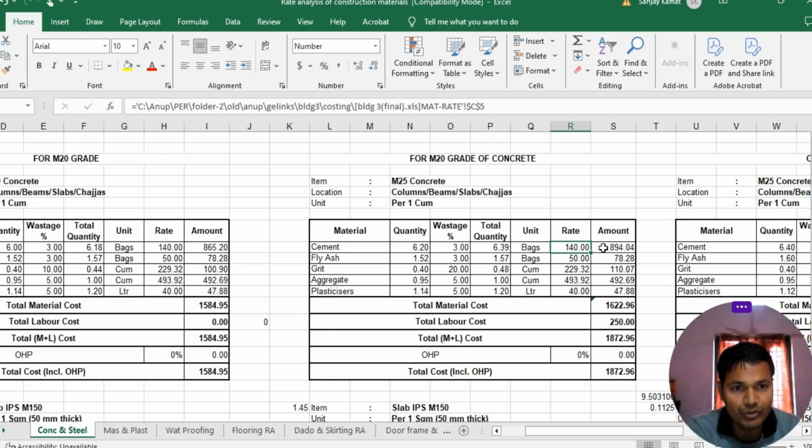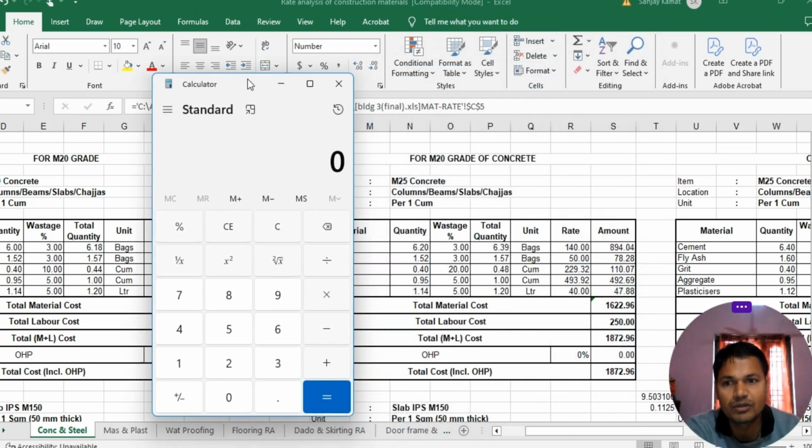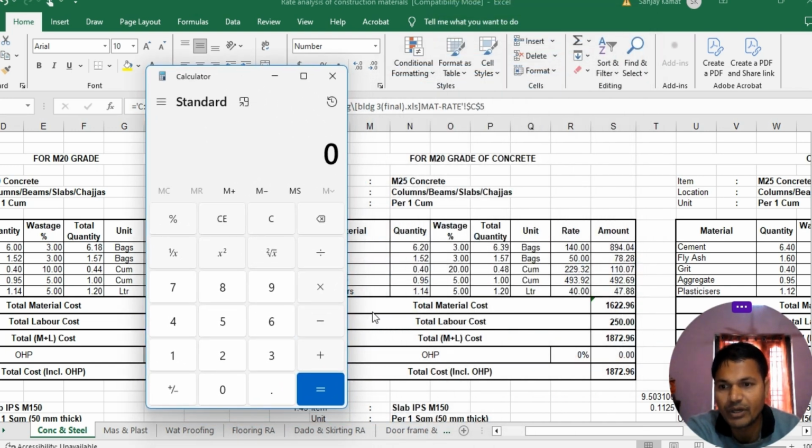I told you 140. If we multiply 6.39 into 140, how much will it come? Let's do it one by one and then we'll see. 6.39 into 140, if you do, then it will come 894.6. So this much.